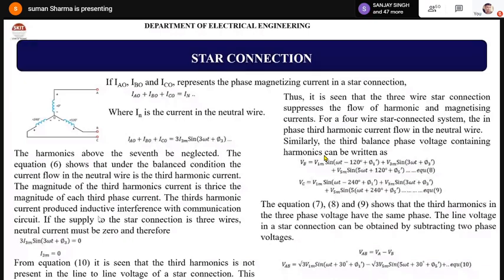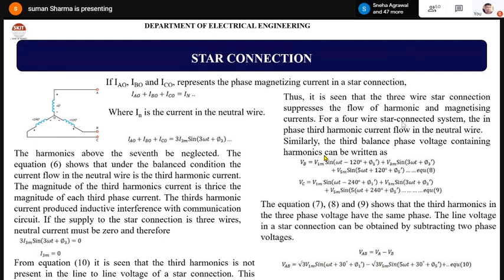Because neutral में से harmonic current flow हो रहा है, तो ये current की value 0 रहनी चाहिए to avoid the interference with the communication side. So I3M should be 0, and from this equation it is seen that the third harmonic is not present in the line to line voltage of the star connection. This applies to all the triplet harmonics. Triplet harmonics means multiples of 3: 3, then 9, then 15 and so on. So it is seen that the 3-wire star connection suppresses the flow of harmonic magnetizing current.